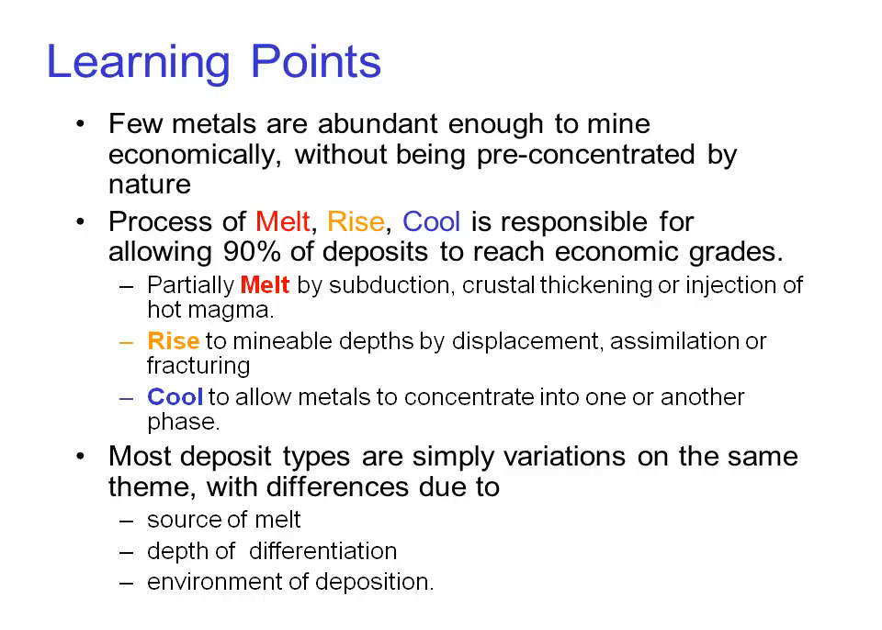Then allow the magma to rise to mineable depths, either by displacement or assimilation of the rocks above it, or causing or taking advantage of fractures. Then cool the magma to allow the metals to concentrate into one or another phase. And this cooling and partitioning provides the second very powerful mechanism to concentrate the metals into economic grades. Most deposit types are simply variations on the same theme, with differences being due to the source of the melt, the depth of differentiation, and the environment of deposition.